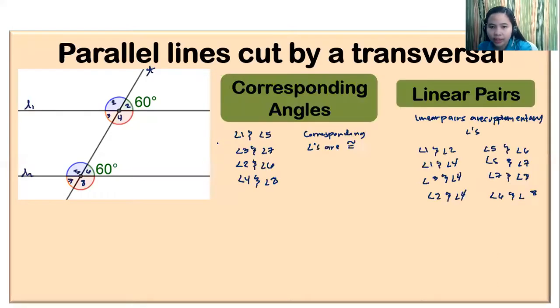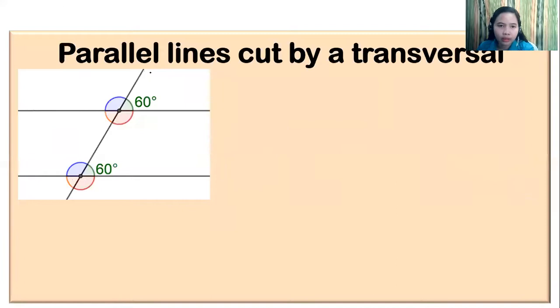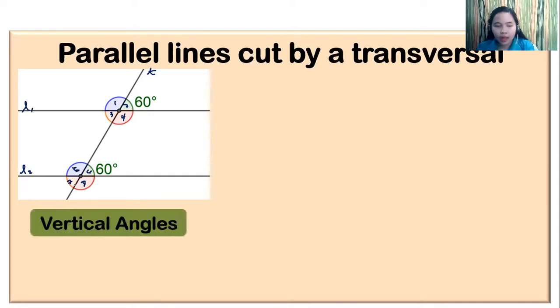Next, another one. Let's write it again. This is a transversal, line 1 and line 2. We have angles 1, 2, 3, 4, 5, 6, 7, 8. Let's have the vertical angles. When I say vertical angles, class, they have the same vertex but are opposite in direction. These are the angles that have the same vertex but different directions.